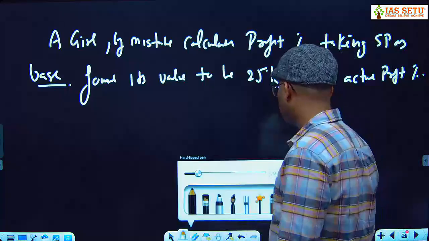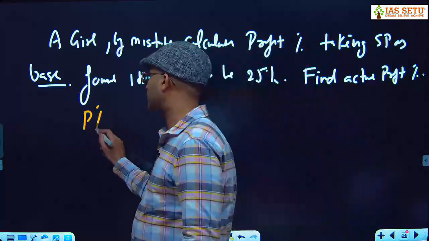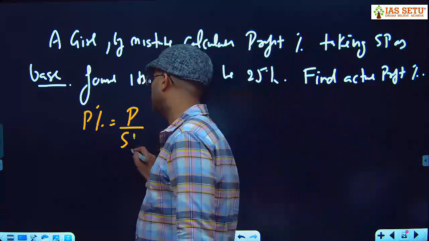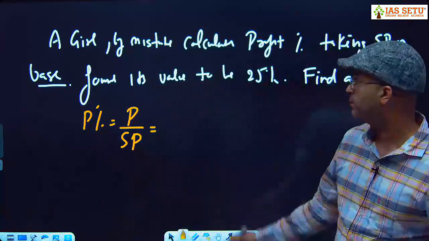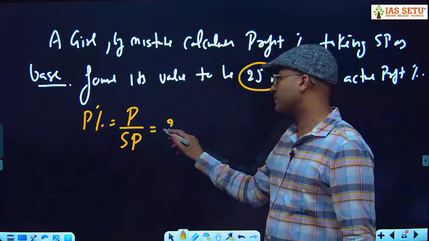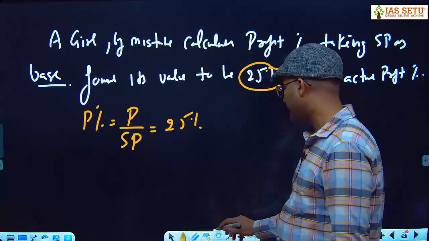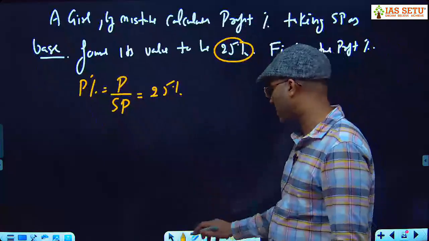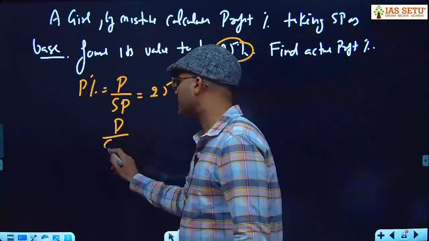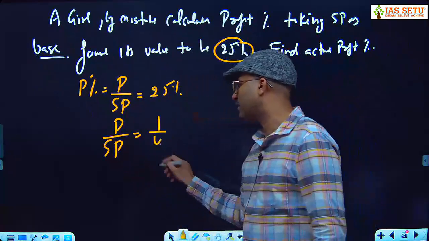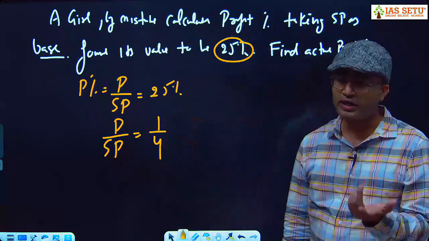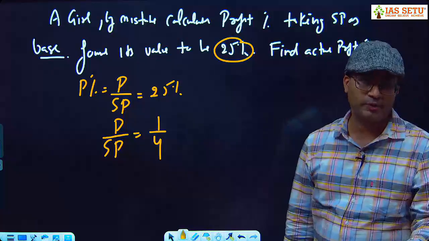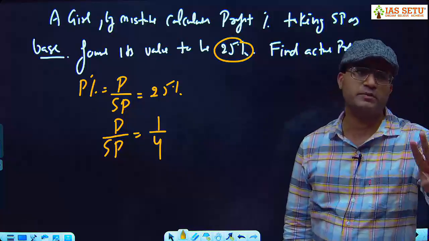What that girl has done, she calculated profit percentage as P upon SP. Instead of CP, she has taken SP as a base. And she got value 25%. Tell me the fraction value of 25%, 1 by 4. So she got P upon SP 1 by 4, selling price 4 rupees, profit 1 rupee. Either you can calculate directly, if sold in 4 rupees with 1 rupee profit, your investment is 3 rupees.